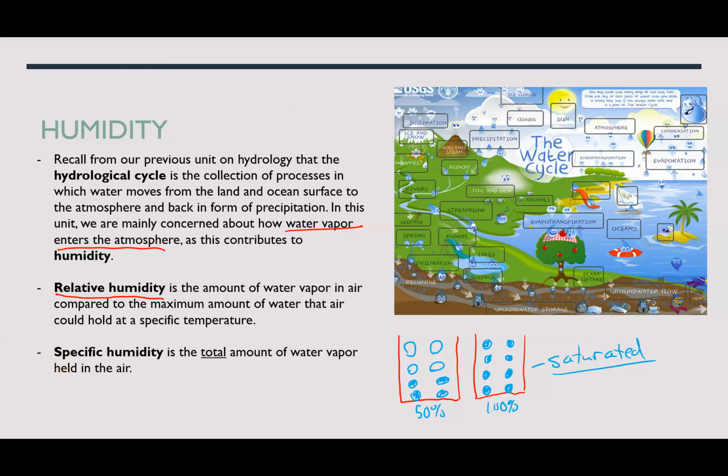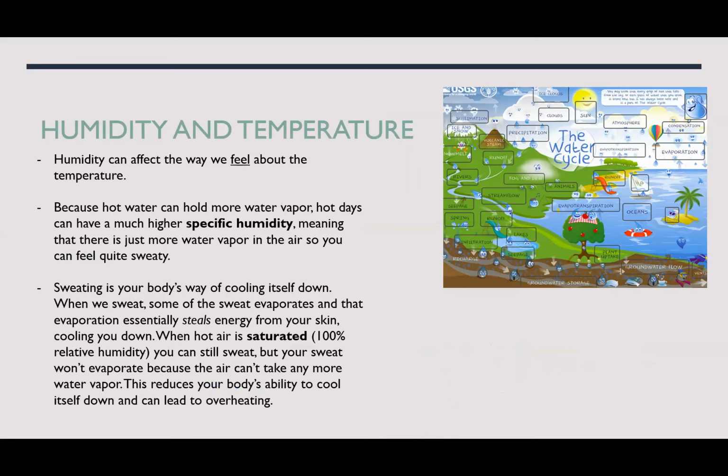Now another term we didn't focus on as much is specific humidity. So specific humidity is the total amount of water held in the air. So it's not going to be a percentage, it's going to be some value. Like let's say there is 10 grams for every cubic meter. So there's a certain amount of water that's actually in the air at any given time, and this is a direct measurement, not a percentage like with relative humidity.